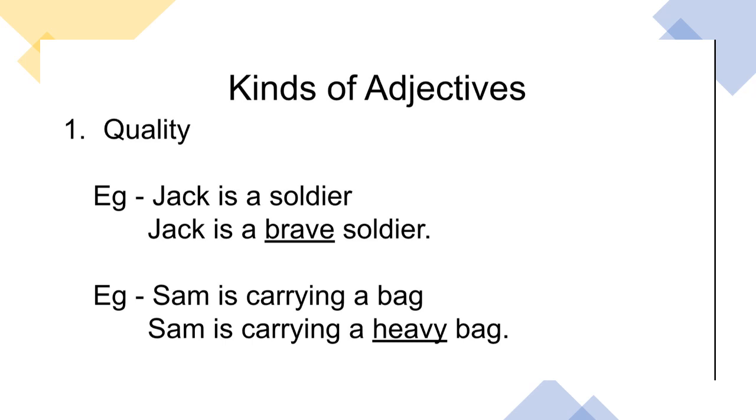Another example, Sam is carrying a bag. We all know that he's carrying a bag, and remember, a bag is a noun. So how do you describe the bag? Sam is carrying a heavy bag. So we know that by using adjectives, we describe what kind of quality the bag has.